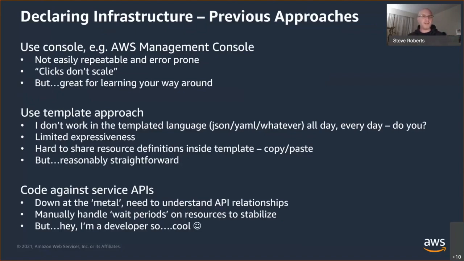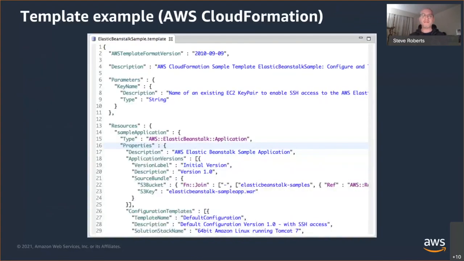And sometimes, I need to add in wait or status check loops. This is something where the template approach really has the win, because it will do all the waiting for resources to stabilize before progressing to the next resource. With code, I don't have that. I have to do it myself. But, hey, I'm a developer, so working with service APIs to spin up cloud resources is pretty cool as far as I'm concerned. So here's one example of a template approach.